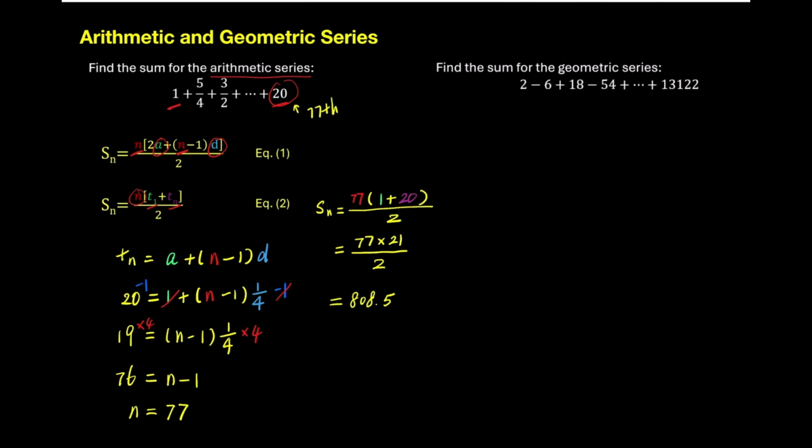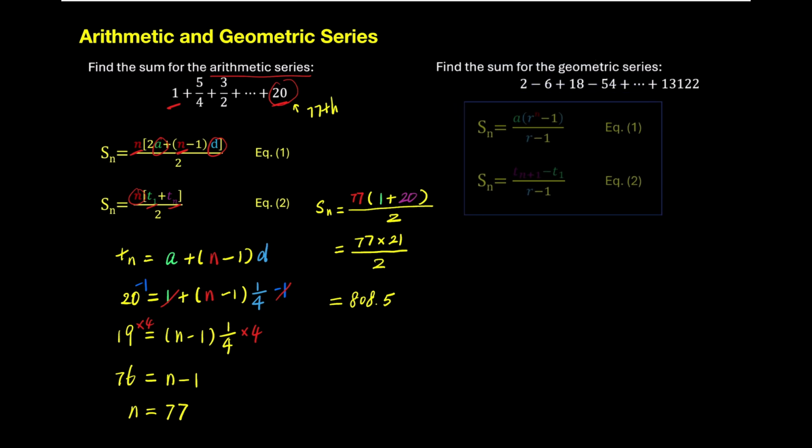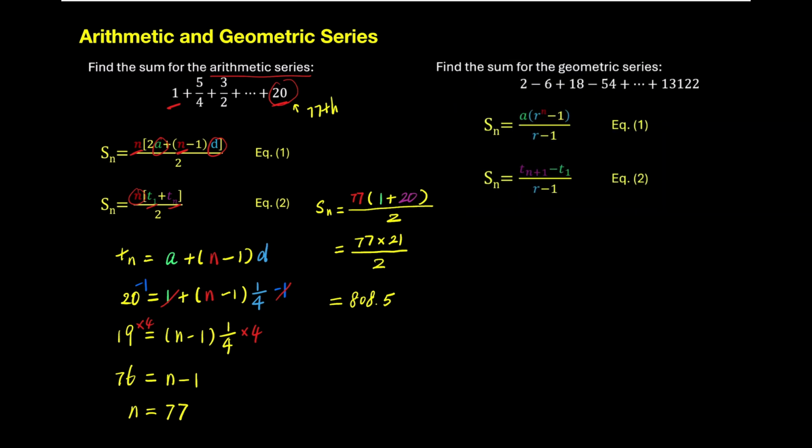To evaluate the sum of a geometric series, we also have two formulas. Let's copy them here as well. You can see that the first equation requires the first term a, the common ratio r here, and the number of terms n in this series. We know the first term a equals 2, but we still need to determine n and r.